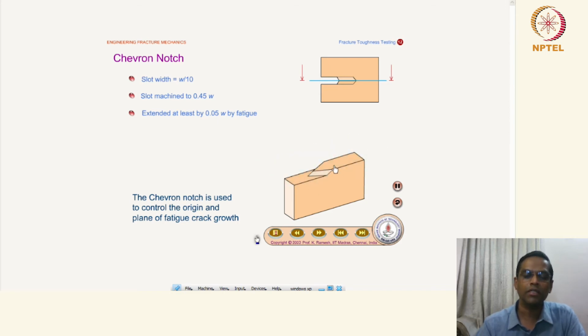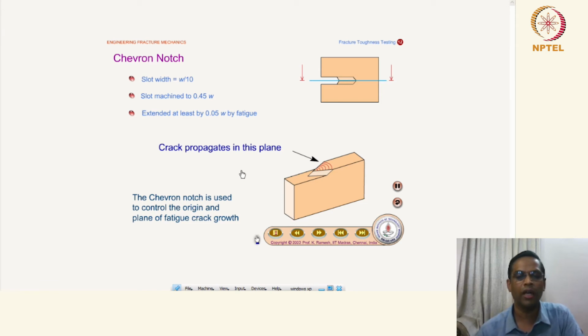So after cutting this plane, the notch will look like this. The point is, when the specimen is subjected to tensile loading, this point will be the weakest, so the crack will initiate from here and then grow. The crack will grow like this. This is how the crack propagates in the same plane. That is the advantage of having a chevron notch. In fact, most of the CT specimens will have this kind of chevron notch made.